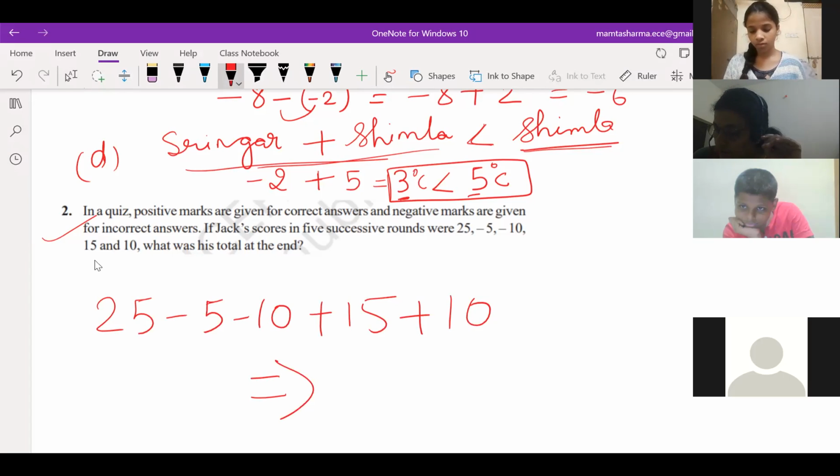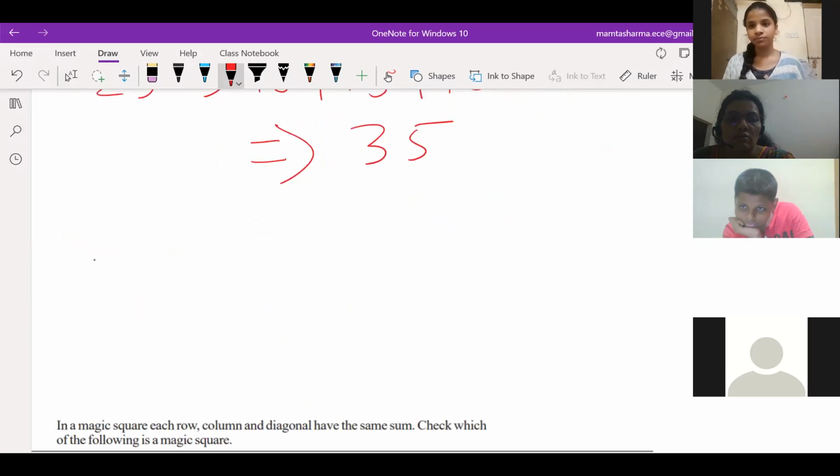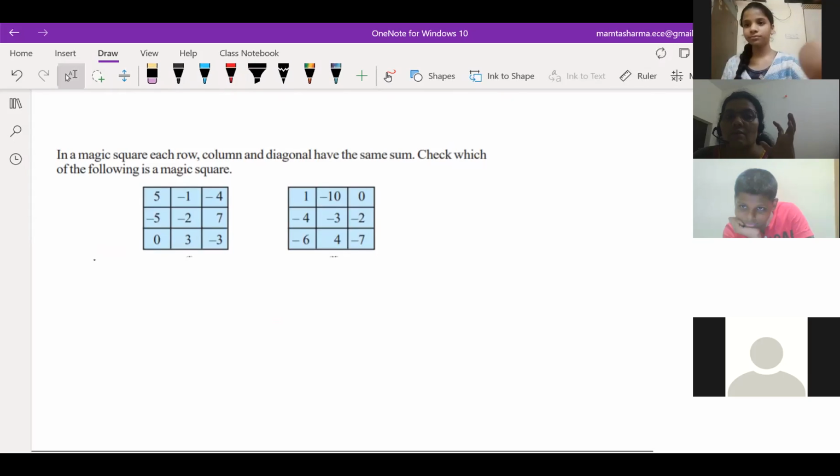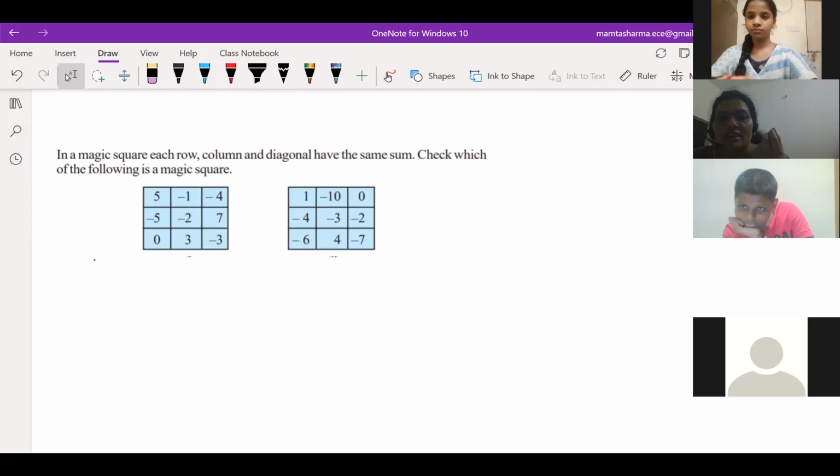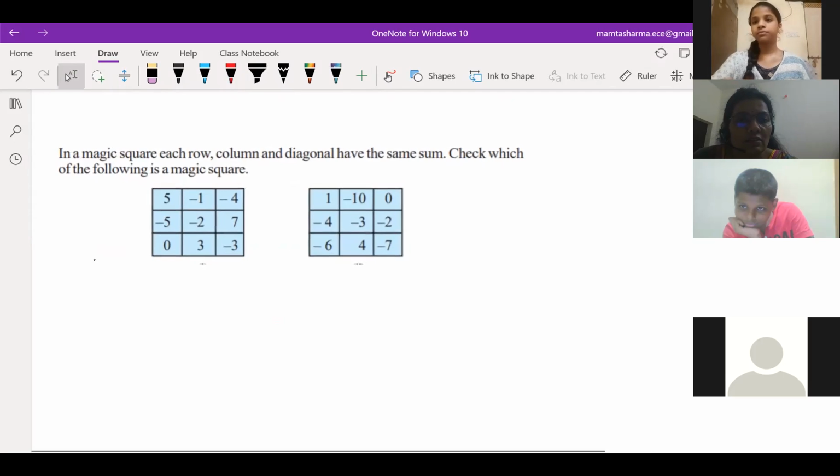Positive 35. Ma'am, can you give complex questions? Yes, ma'am, we'll give. Now, see, these are too easy, this is a magic square. Ma'am, can you check this, is it magic? We also did it, ma'am. What have you done in this question?